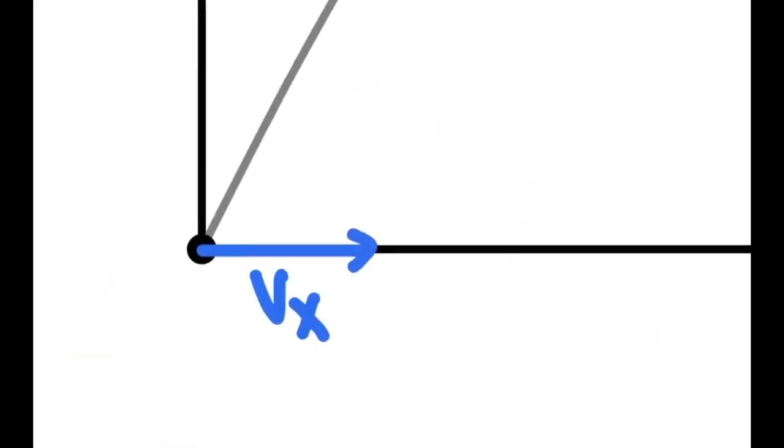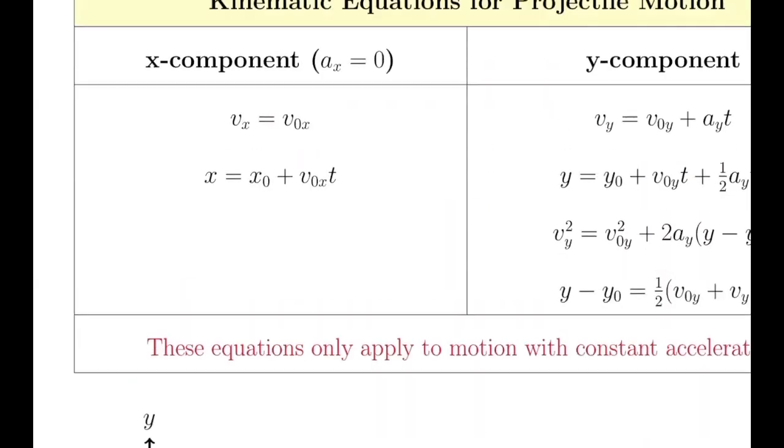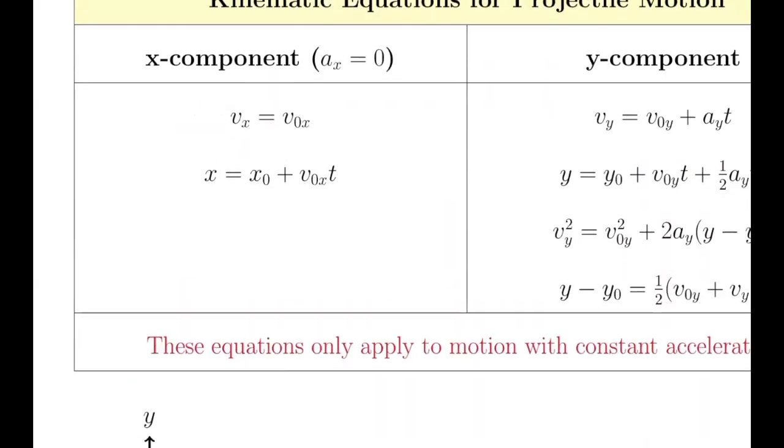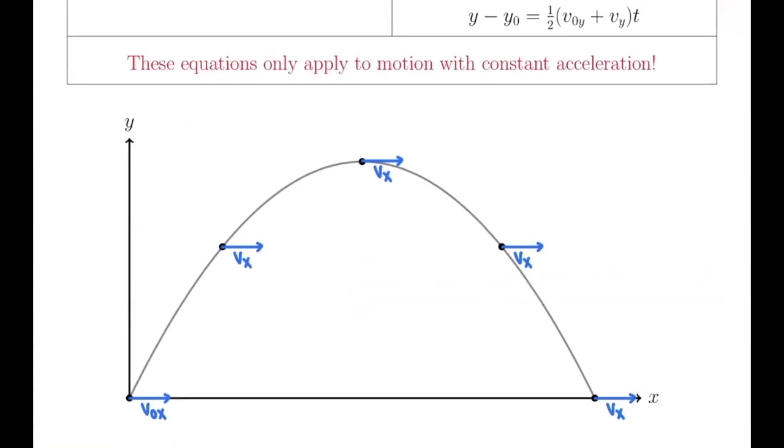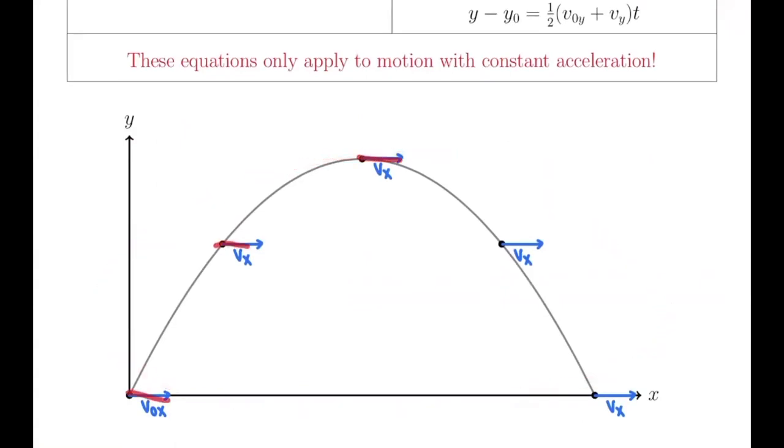Also, I'm going to call this one v naught x because it's the initial point, but it's the same as Vx. That's actually one of the equations: Vx equals v naught x. Because, again, there's no acceleration in the x direction, so these velocities will all be the same in the x direction. Acceleration due to gravity is purely vertical, so gravity is not going to accelerate this projectile sideways.